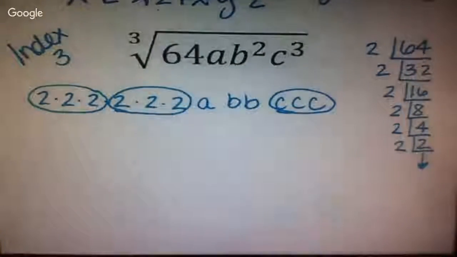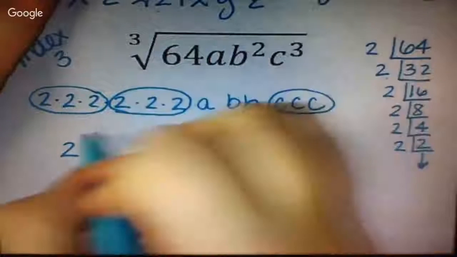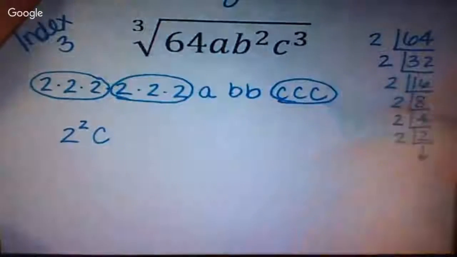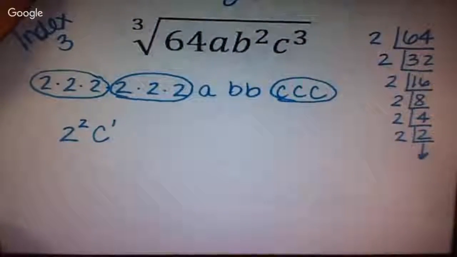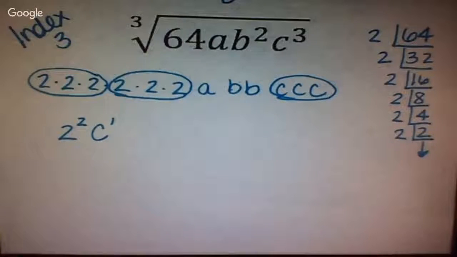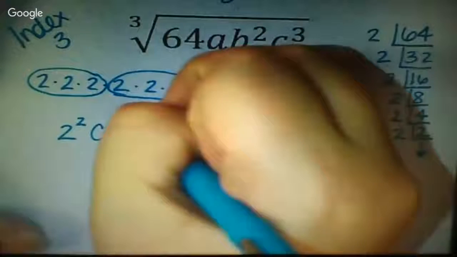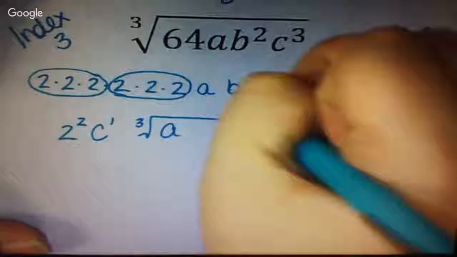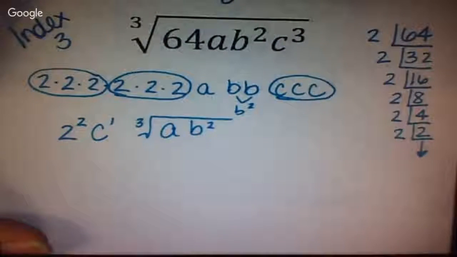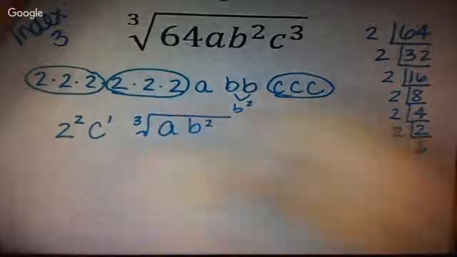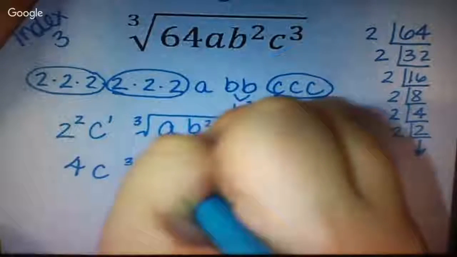So now I pulled out a 2, and I have 2 groups of them. So that's 2 squared. I pull out a C, but only 1 group, so that's C to the first. You can write it or not write it. I don't care. But understand that on your test, they're not going to put the 1 there. Understand that C to the first and C are the same thing. Everything else goes back underneath my cube root. So I've got an A and B squared. So your final answer then, because you have that 2 squared on the outside, you actually have to do that. So 2 squared is 4C cube root of AB squared.